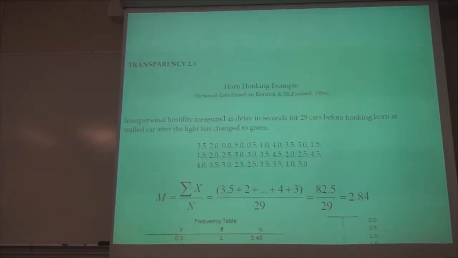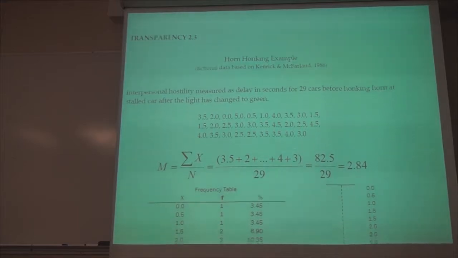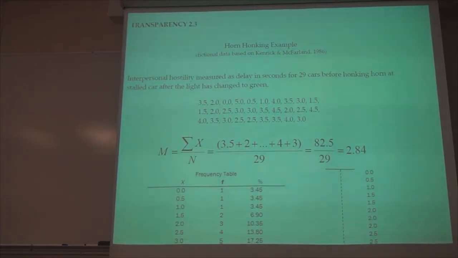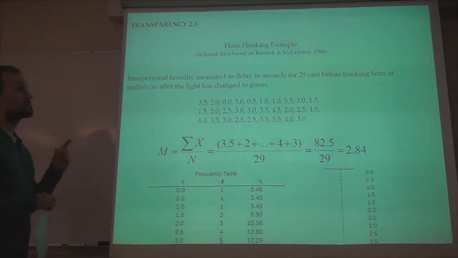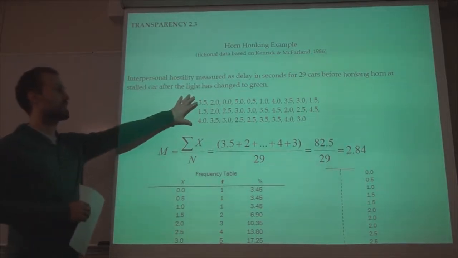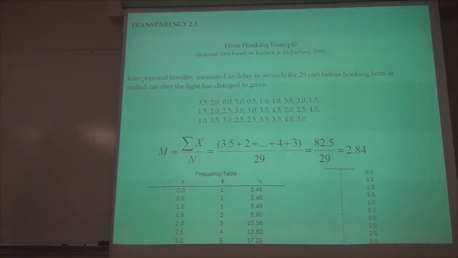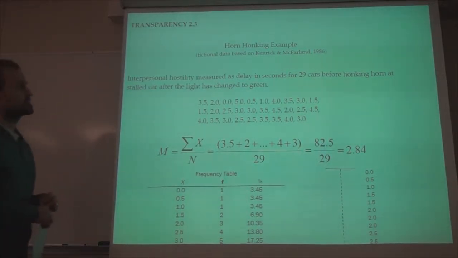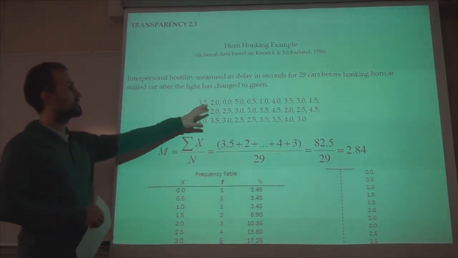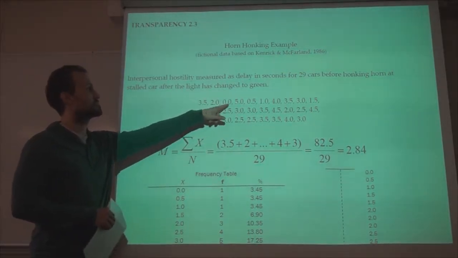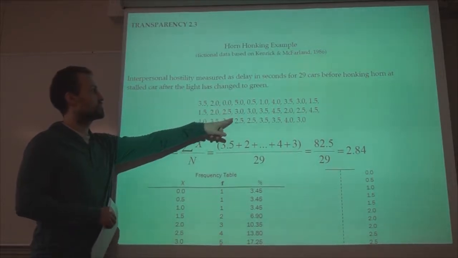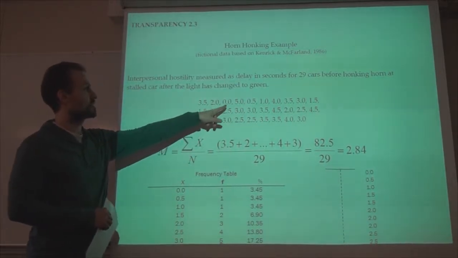If I look at another example, just getting used to the average, the mean, the horn honking example, where I measured the time it took for someone to honk at the person in front of them not moving, and I had these 29 values, add them up and divide by how many there are, and I got an average of 2.84 seconds. That's in the middle of the range of values from 0, where this person was very aggressive, to 5 seconds, which seemed to be the largest one.